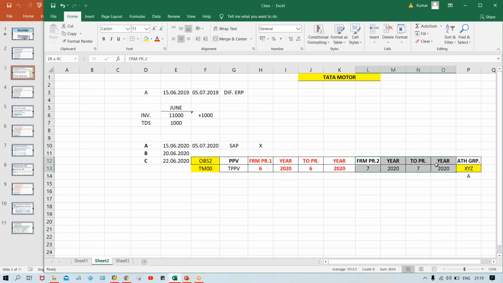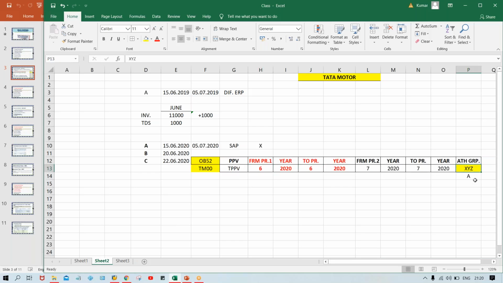From period two generally, the 7th period is open. This is open for everyone, whoever is there in Tata Motors, the 7th period is open. But as I told you, the 6th period is also open. But the 6th period is open for what? For this authorization group XYZ.